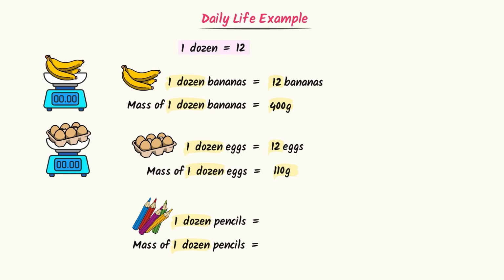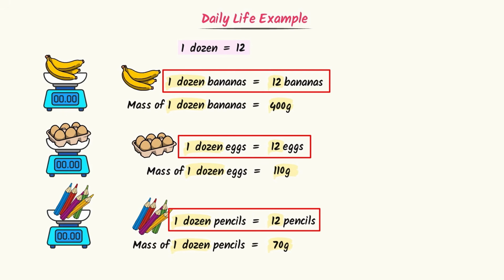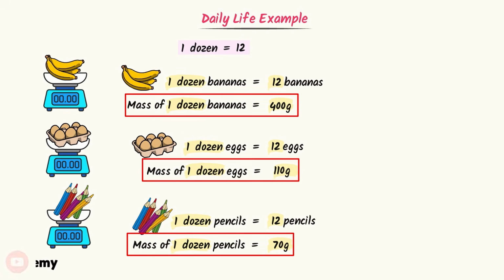Lastly, 1 dozen pencils is equal to 12 pencils. To find the mass of 1 dozen pencils, I place 1 dozen pencils on a digital balance. Let's say I get 70 grams. From this example, we learn 2 important lessons. First of all, we learn that 1 dozen is a number and it is equal to 12. Secondly, we learn that in 1 dozen, different substances have different masses. I mean, as things change, their masses also change. But 1 dozen is always equal to 12.